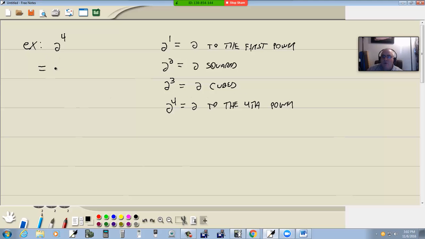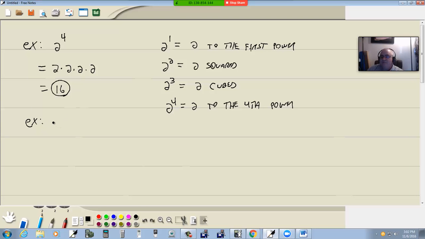Now if you got 2 to the 4th, what that 4 means, that's an exponent. It means that we're going to multiply 2 times itself 4 times. So again, the number of 2's matches your exponent. Well, 2 to the 4th gives us 16. And that'd be your answer.